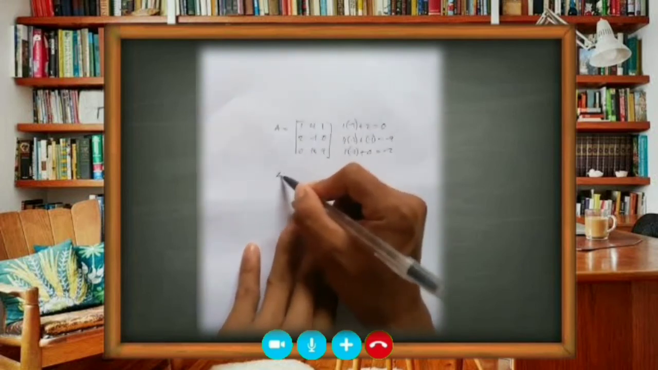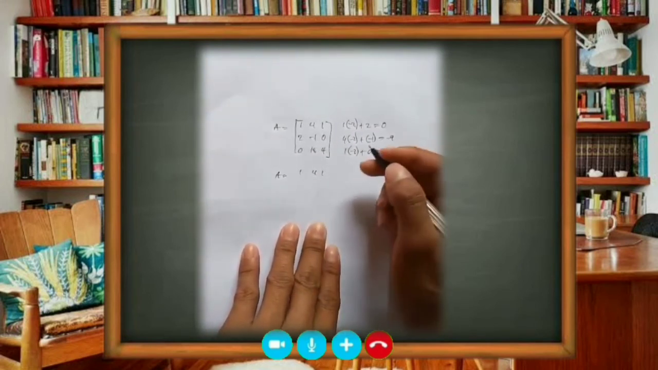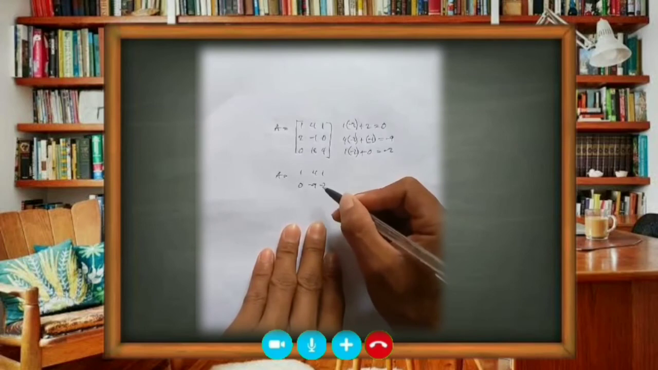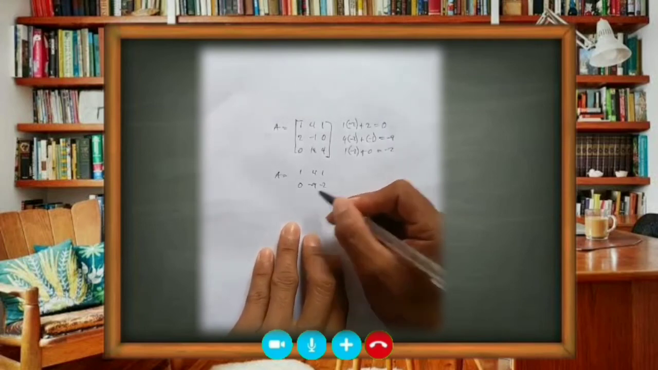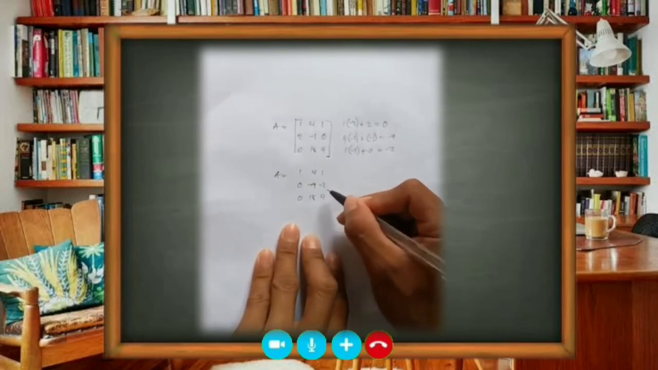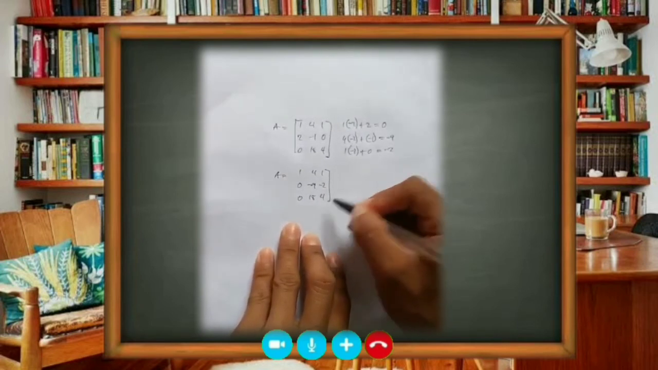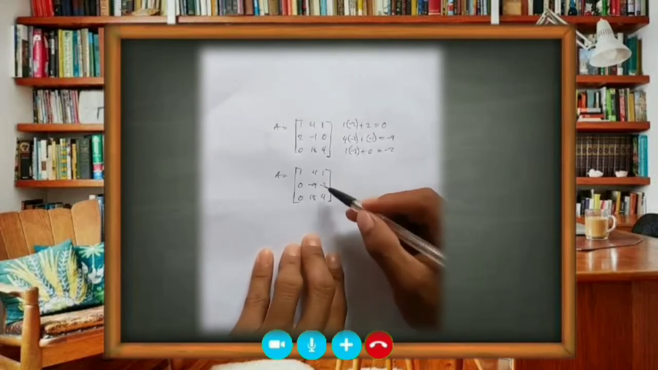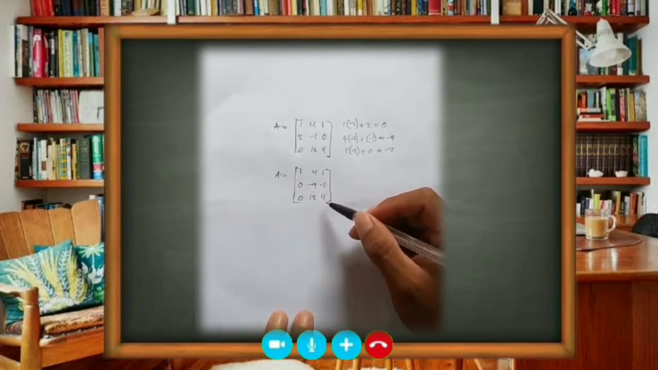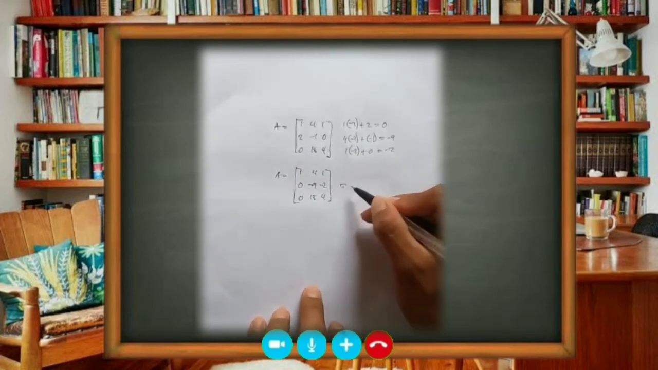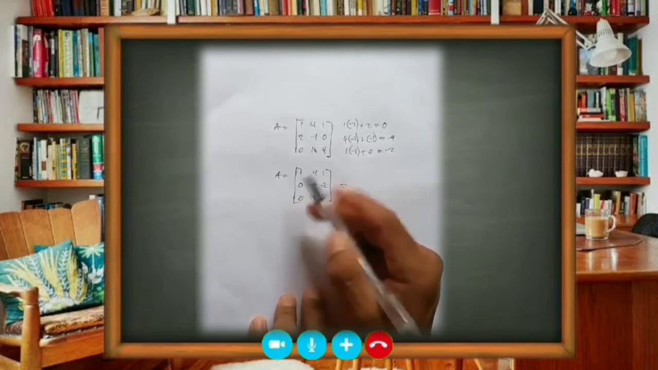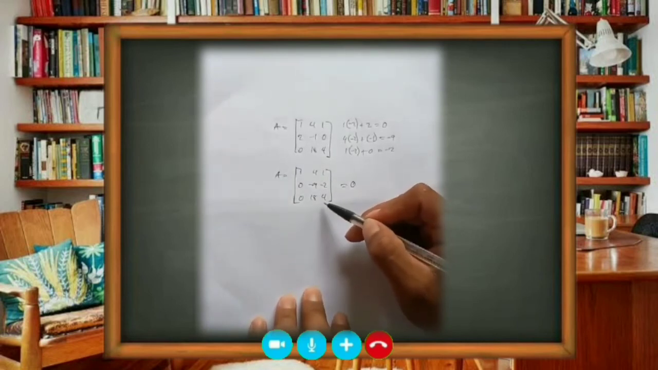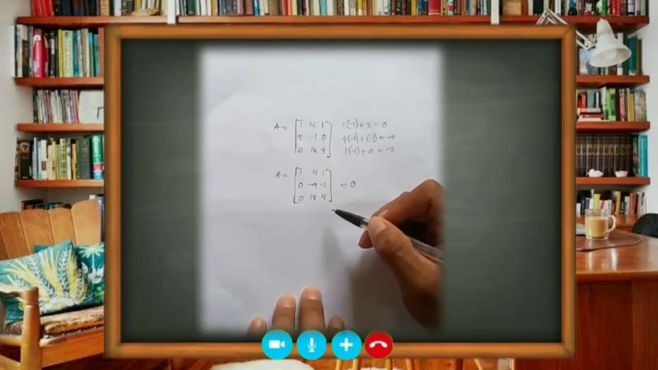Now we have a matrix A equal to 1, 4, 1 in the first column, and 0, negative 9, and negative 2 for the second column, and 0, 18, 4 for the third column. As you can observe, the second column and third column are multiples of each other. Therefore, the determinant of matrix A is 0 because the second column and third column are multiples of each other.